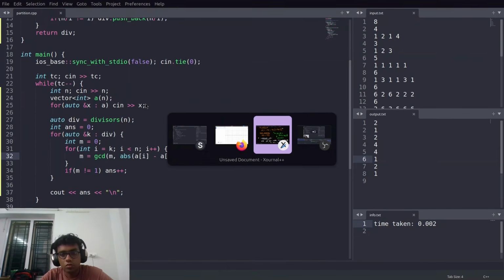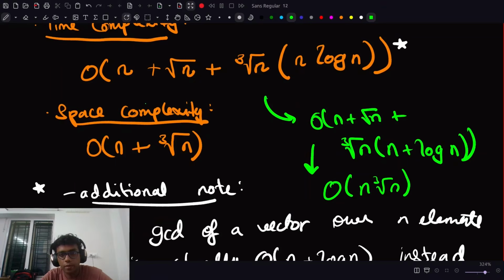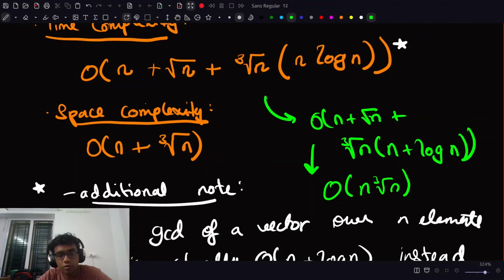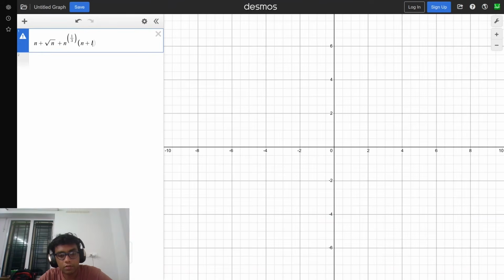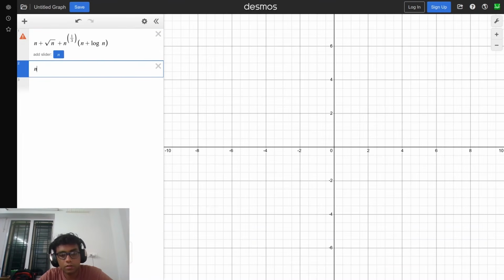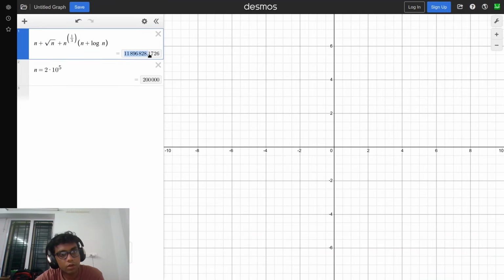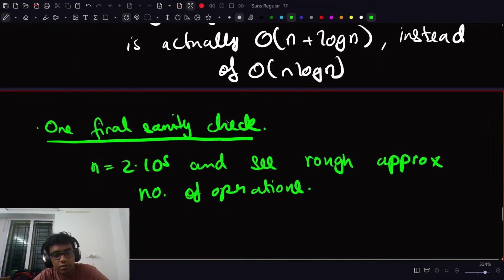So let's get into the Desmos calculation. We need to find n plus square root of n plus n to the power 1 by 3, which is cube root of n, times n plus log n. Now we can set n equals 2 times 10 to the power 5. As you can see, this is roughly 1 times 10 to the power 6 operations. So it's between 10 to the power 6 and 10 to the power 7.